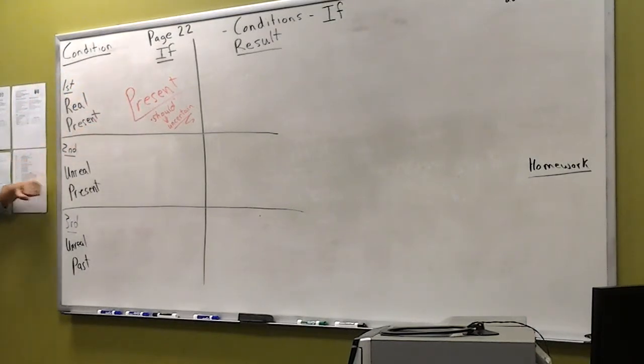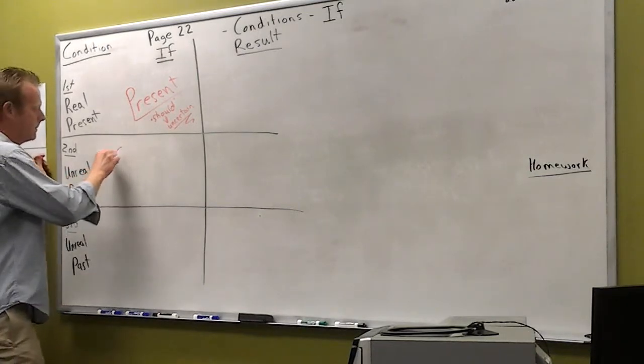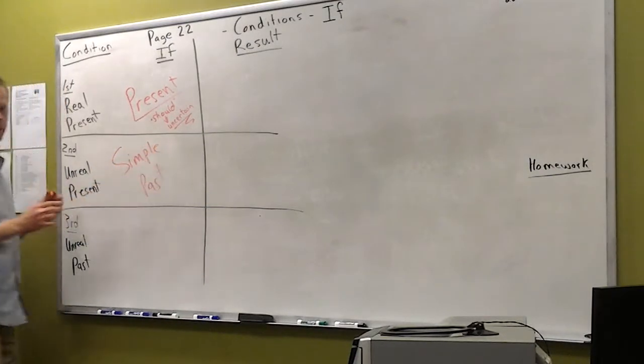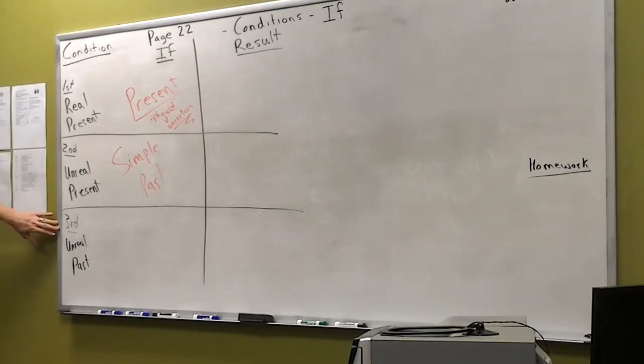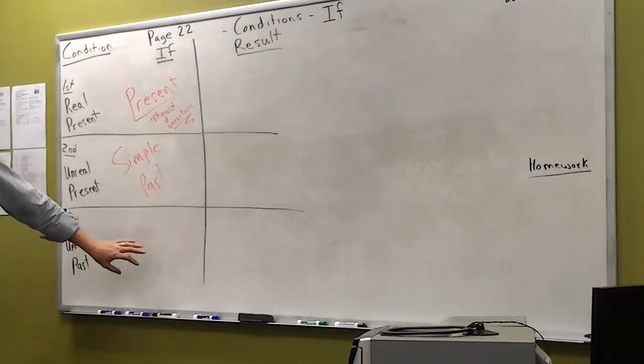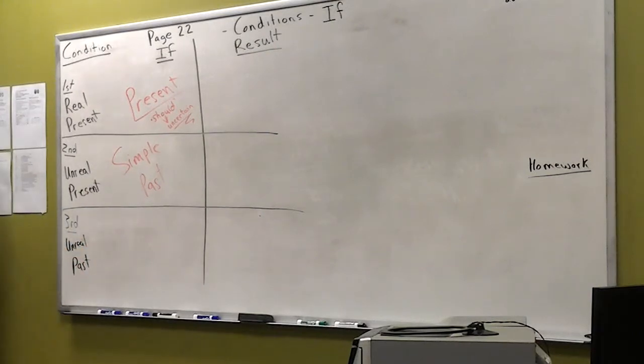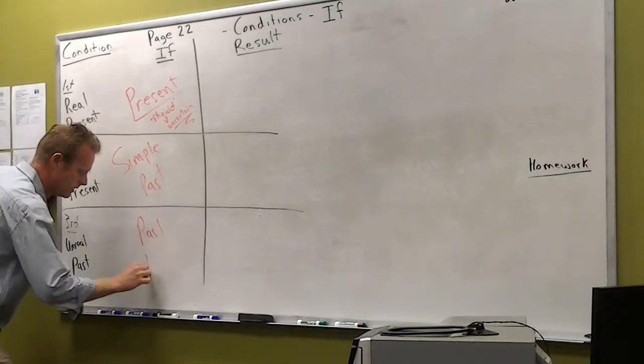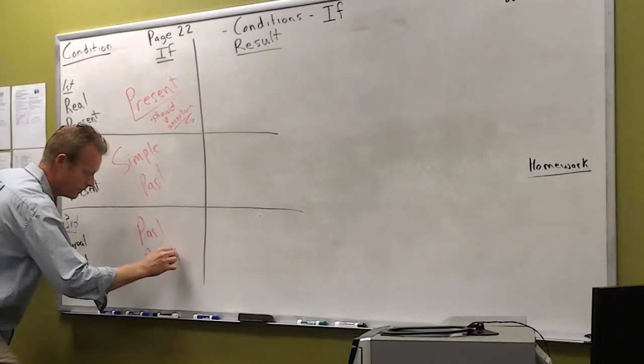How about in the second class, unreal in the present? Simple past. Thank you, sir. Always, always, always, simple past. Right here, third class, unreal in the past. What's the verb tense? Somebody help me. Simple past is up here. What do I need here? Past perfect. Yeah. Okay?